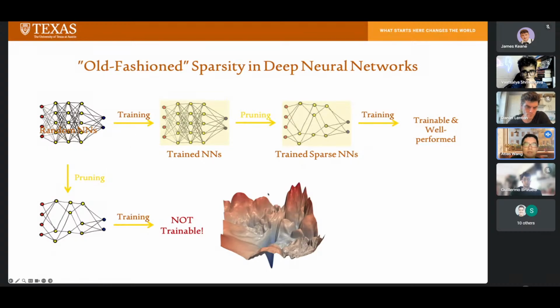Well, this is one nice photo I got from Tom Goldstein's paper in 2017, where he shows that after pruning, the original network landscape becomes more rugged and therefore more unfriendly for gradient descent to explore. So training from scratch is generally harder after sparsity. However, the story is a little bit different if we start from a pre-trained model.